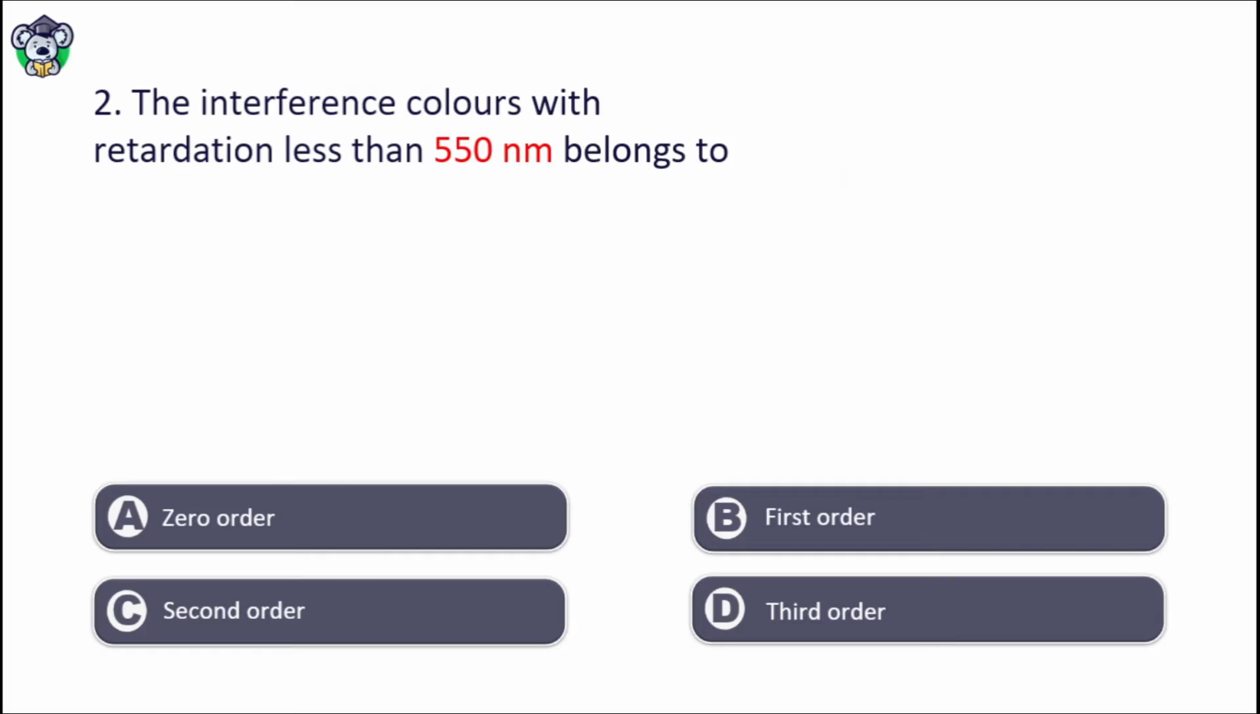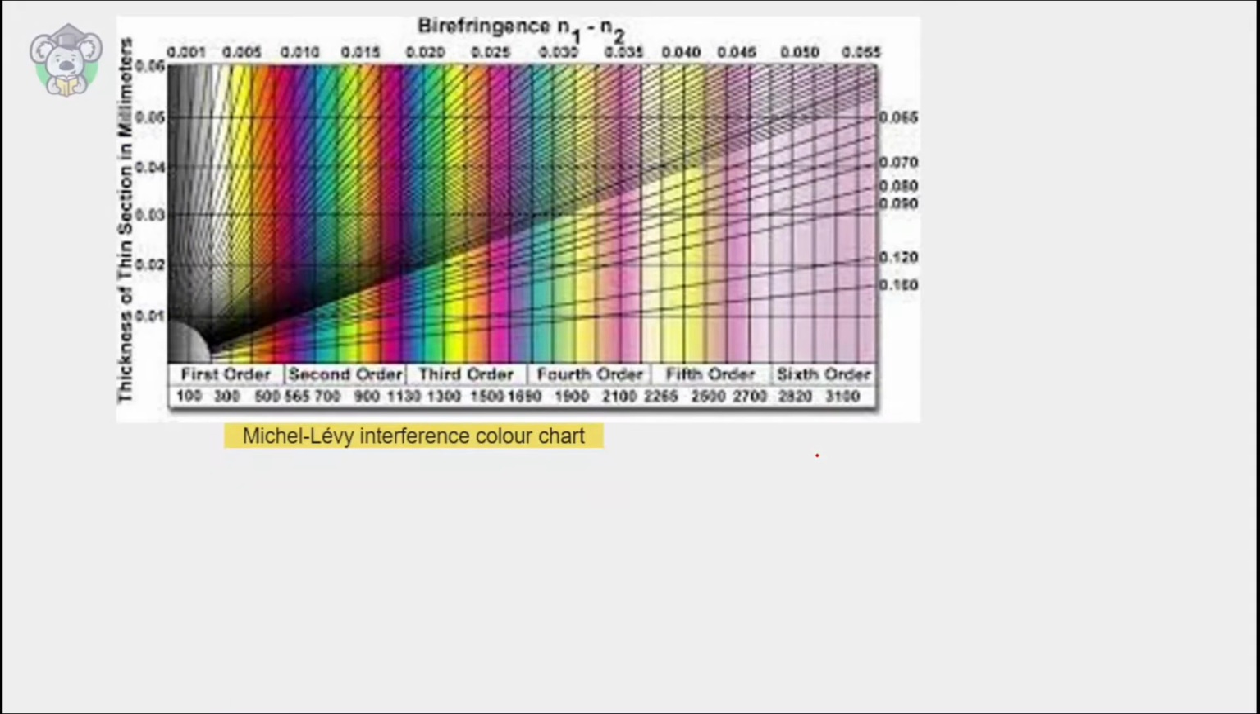The interference colors with retardation less than 550 nanometer belong to which order? Zero order, first order, second order, third order. The right option is option B, that is first order. This question comes from this Michel-Levy interference color chart.